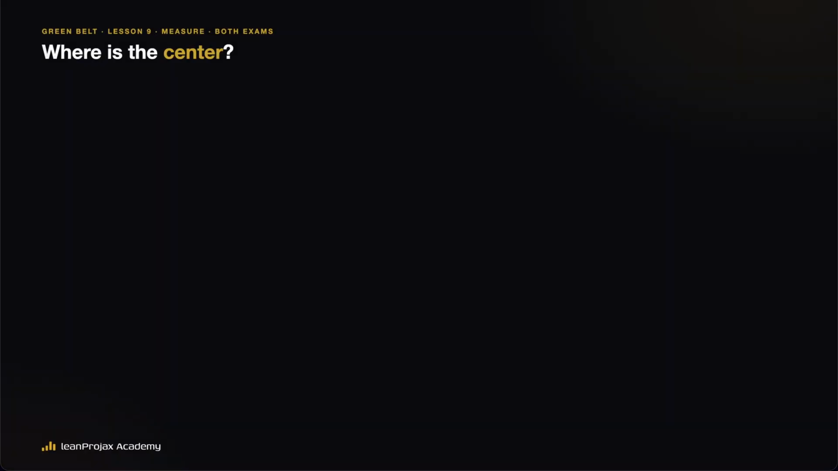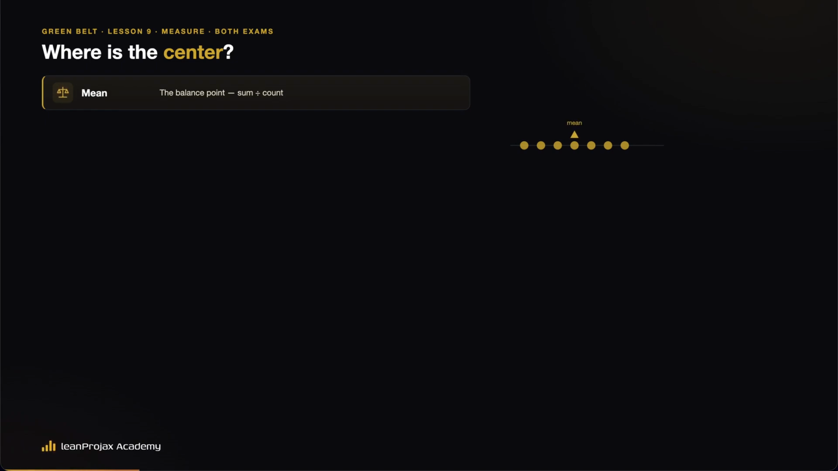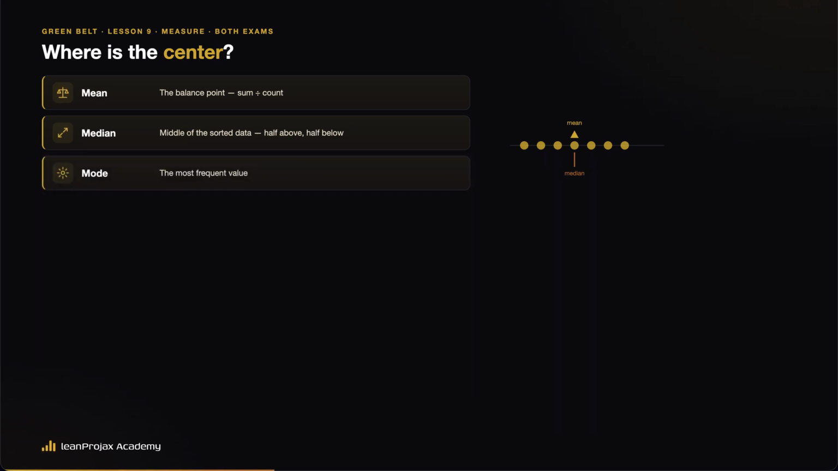Let's measure. First, where is the center? The mean is the balance point. Add every value, divide by the count. The median is the middle value once the data is sorted, half above, half below. The mode is simply the most frequent value.